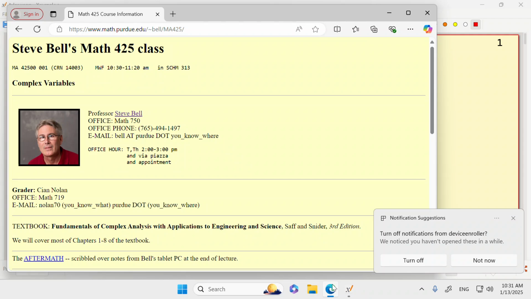Anyway, it's by Saff and Snyder. There it is on the home page to look it up. Third edition, that's important. Old editions have different homework numbers, etc., so that'll be a mess.